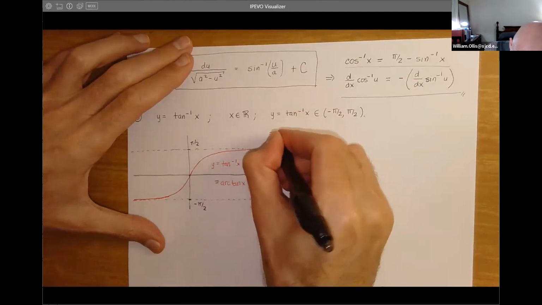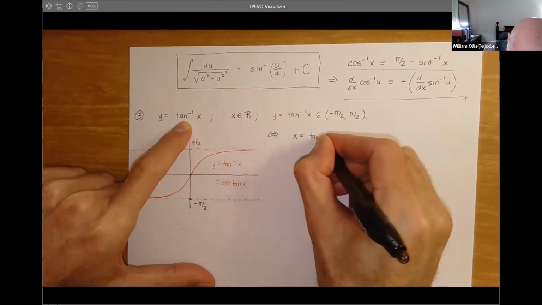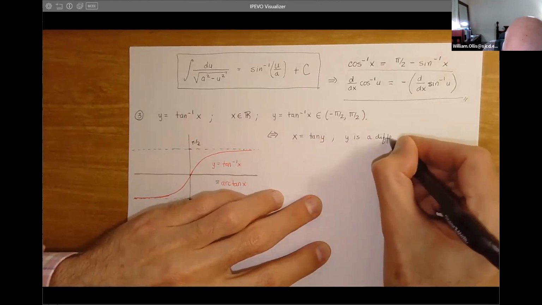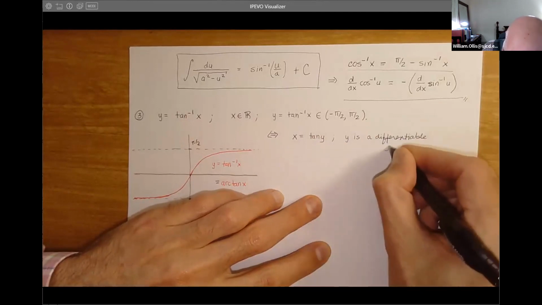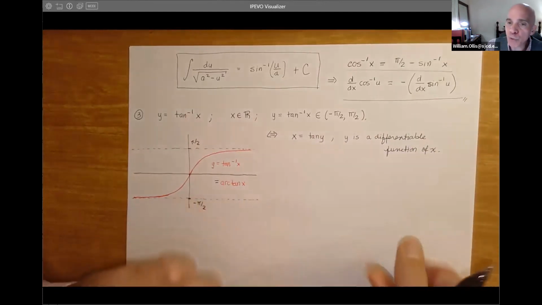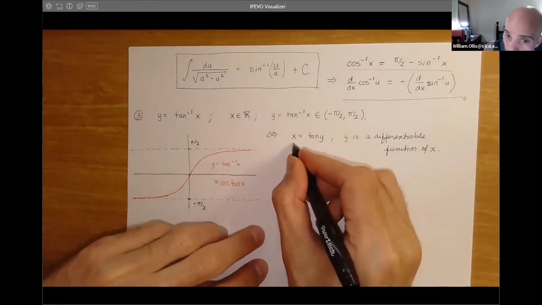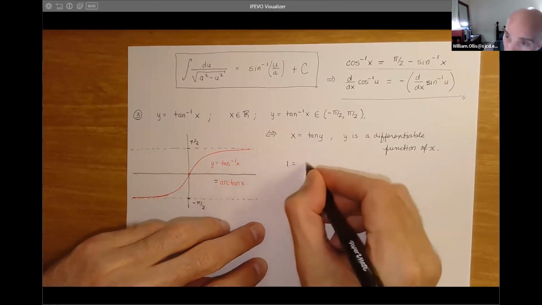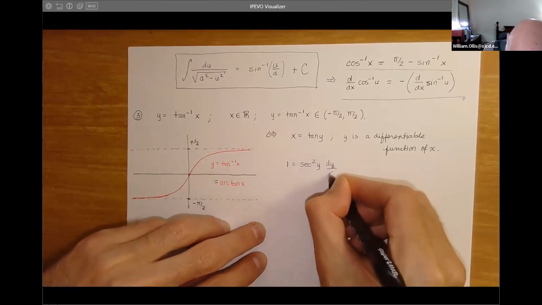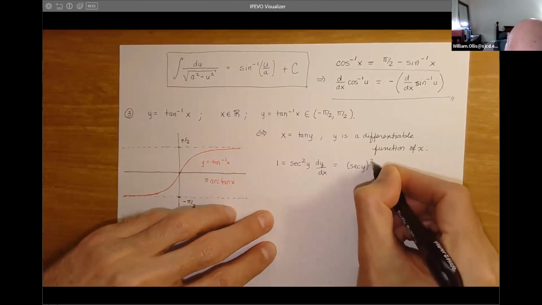So now, equivalently, we can apply a tangent to this equation. So this will give us x equals tangent of y, where y is a differentiable function of x. Now we can do the implicit differentiation like we did before. Now you're professionals at this. So the derivative of x with respect to itself will be 1. And of course, the derivative of tangent is the secant squared, and then of course, dy dx. Or if you like, we can just say secant y quantity squared dy dx.